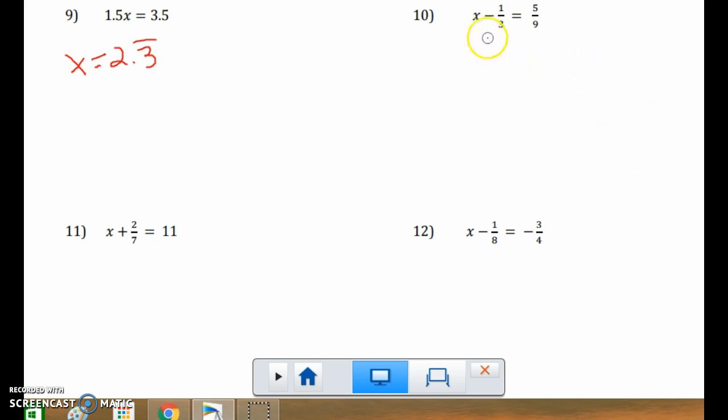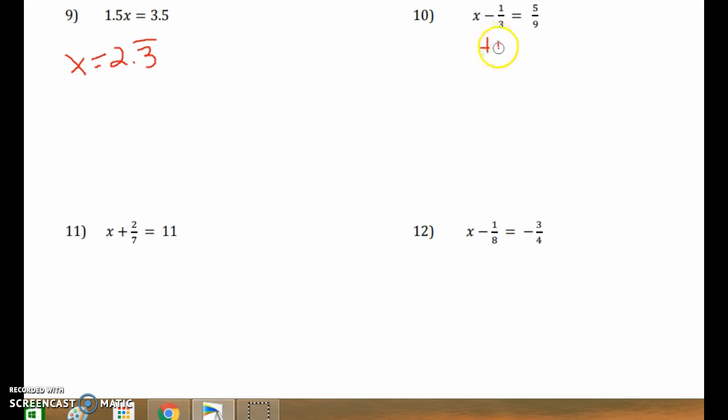I have to do the opposite, so I'm going to add 1/3 here, and I'm going to add 1/3 here. X equals, and of course this has to be rewritten as 3/9. So my answer is 8/9.